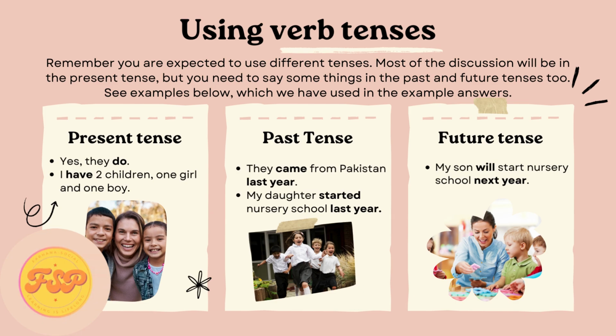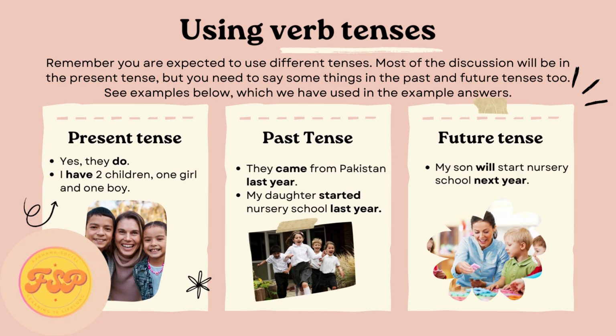Now let's look at some examples in the past tense. They came from Pakistan last year. My daughter started nursery school last year. So here the verbs came and started are in the past tense, and they've also used last year, which tells you it happened in the past.